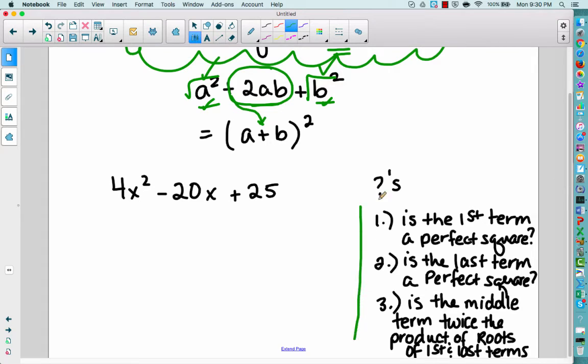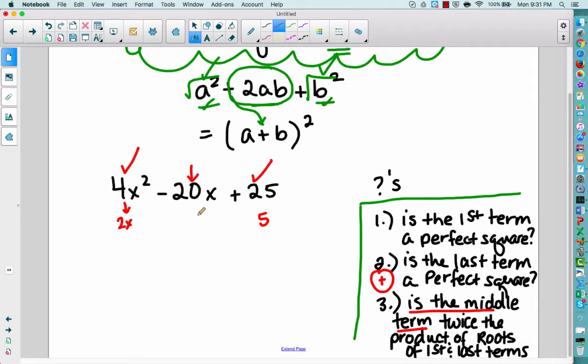Here are the questions that I kind of ran through today in class, and I want you to think about. So the first thing you do is you say, is the first term a perfect square? And it is. Is the last term a perfect square, and is it positive? It is. And I'm going to just take the square roots of them. So 2x and 5. Is the middle term twice the product of the roots of the first and last term? Meaning, is 2x times 5, that's 10x, is this term double it, regardless of what the sign is? And it is, because 2x times 5 is 10x, 10x doubled is 20x.